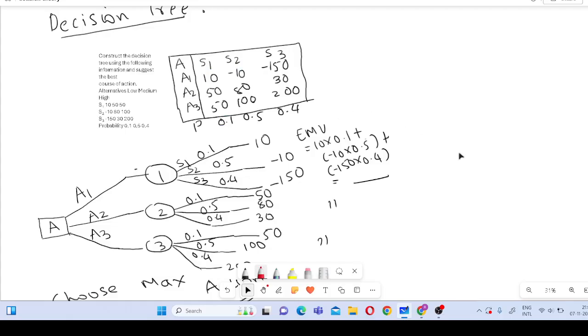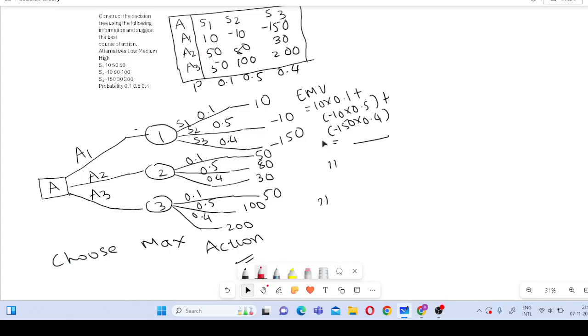So, how are we going to make this? First, we start with A, as we have 3 actions. So from A, A1, A2, A3 will go. Now, for each action, we have 3 states of nature. So this will also be shown. For action A1, we have S1, S2, S3. Similarly, for action A2, we have S1, S2, S3, and for A3 also.